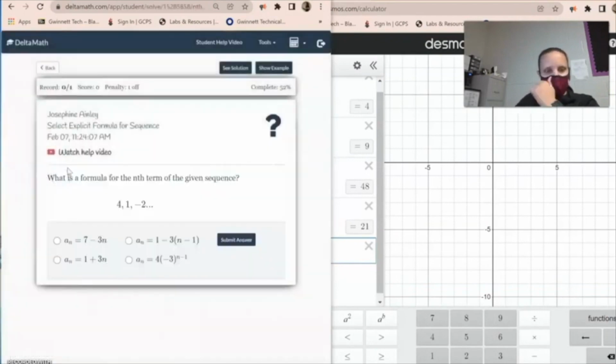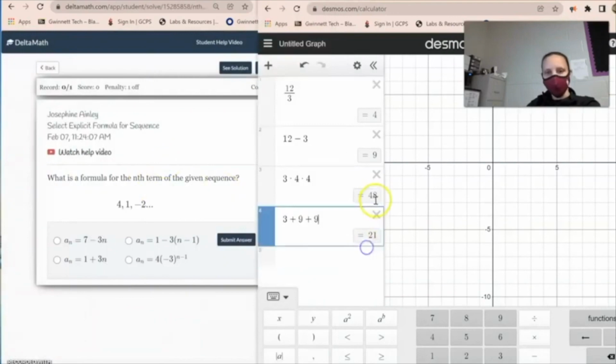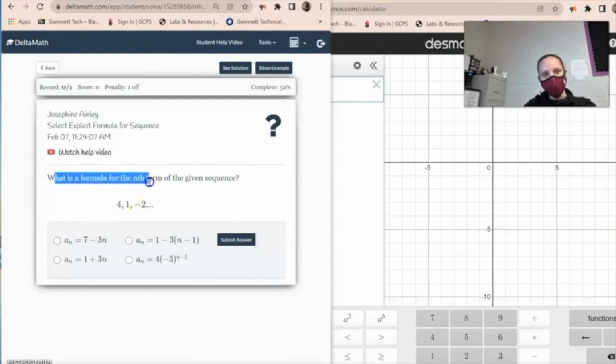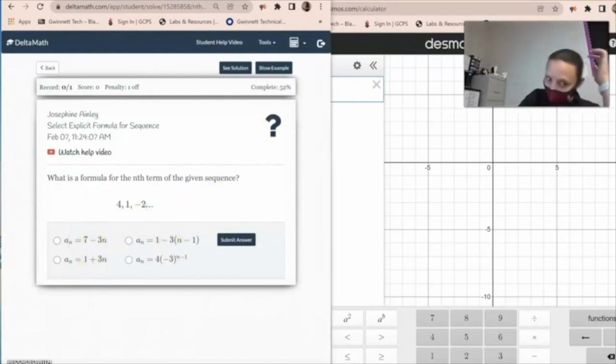All right, select an explicit formula. So remember, we talked about how we're just going to use the multiple choice. These are test-taking skills. We're just going to use the multiple choice to see what it is instead of doing it from scratch. So the question is, what is the formula for the nth term of the given sequence? So these are all the different formulas. The thing to remember about these formulas is that n is the number of terms. So this one is the first term, this one is the second, this one is the third, etc., right?